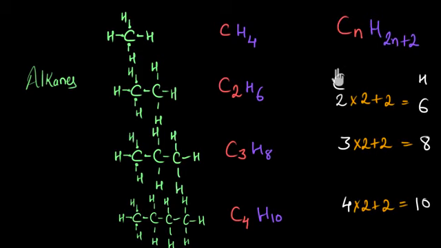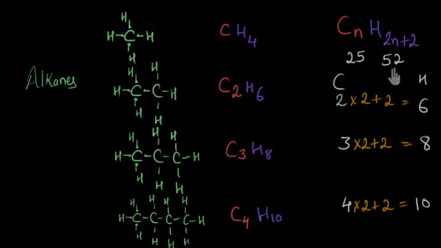All the alkanes will have carbon and hydrogen according to this ratio only. If tomorrow you come across any alkane which has, let's say, 25 carbons, then the number of hydrogens will be twice 25, which is 50, plus 2, 52. So C25H52 will be the molecular formula. Isn't that very convenient? Now let's move on to alkenes.